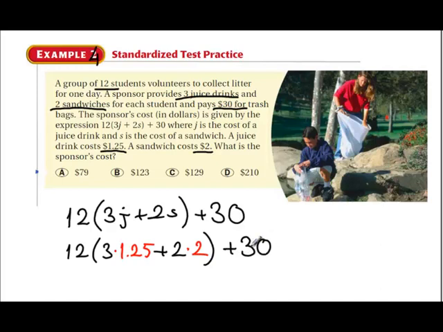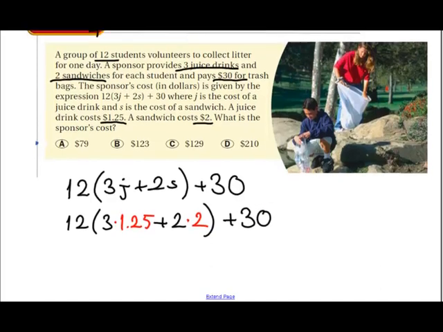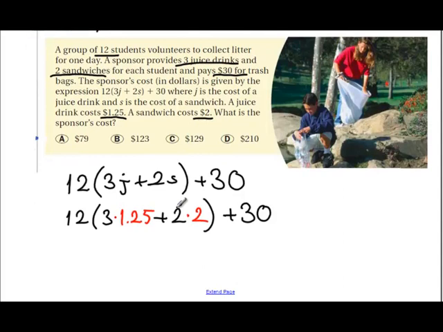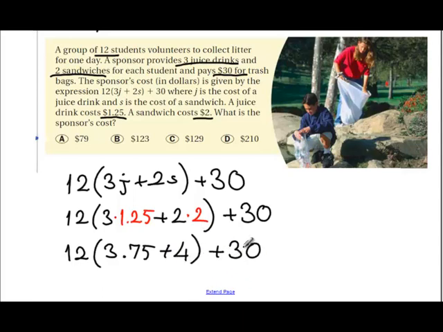Okay, now let's start. As you see, we have a grouping symbol, parentheses. Inside the parentheses we have 2 multiplications and 2 additions. Let's perform the multiplications first. So 3 times $1.25 equals $3.75, plus 2 times 2, 4, plus 30. Then I'm done with the multiplication inside the parentheses.